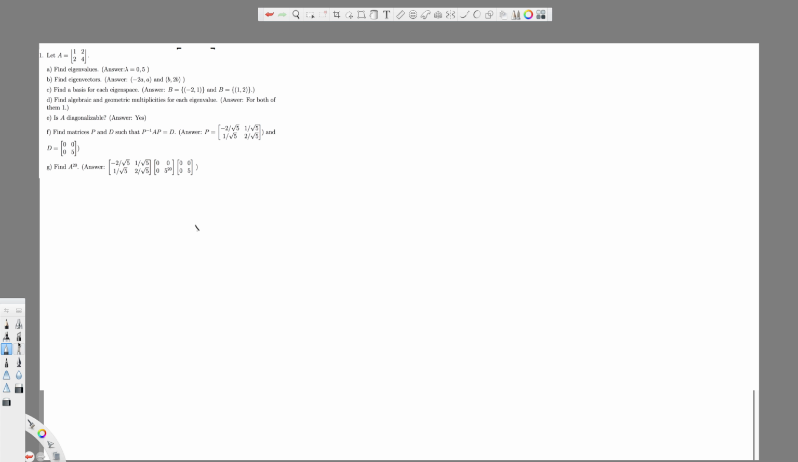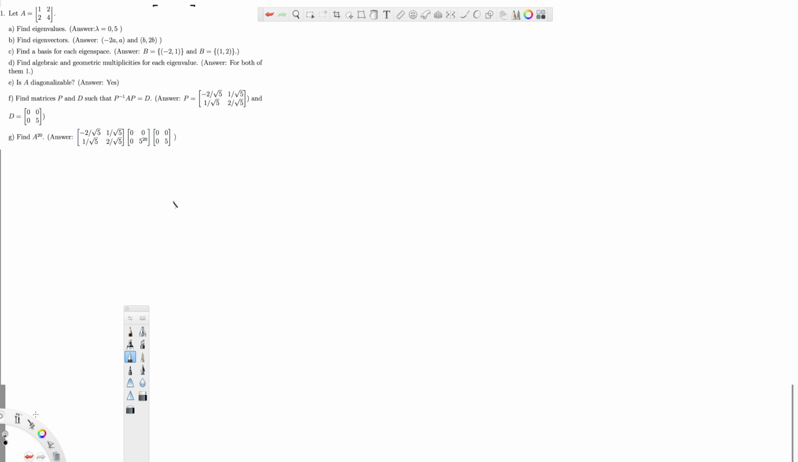Guys, let's do this problem right here. The question is asking to find eigenvalues, find eigenvectors, find a basis for each eigenspace, and the D part is find algebraic and geometric multiplicities for eigenvalues, and is it diagonalizable, find P and D, and also find A to the power 20. So let's see how we can do this.